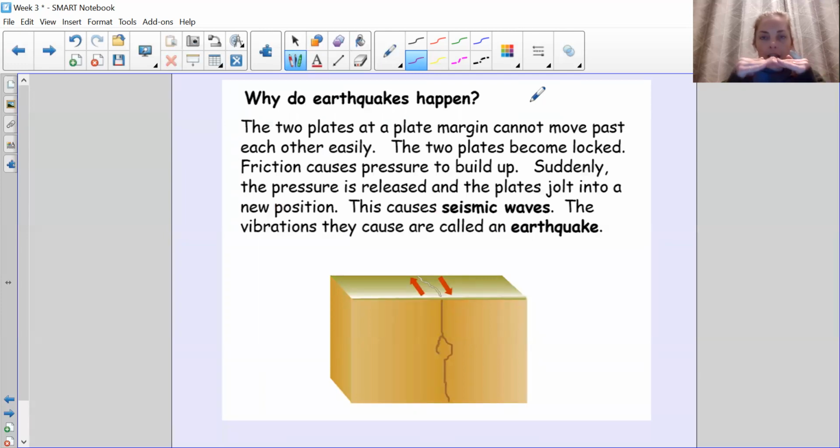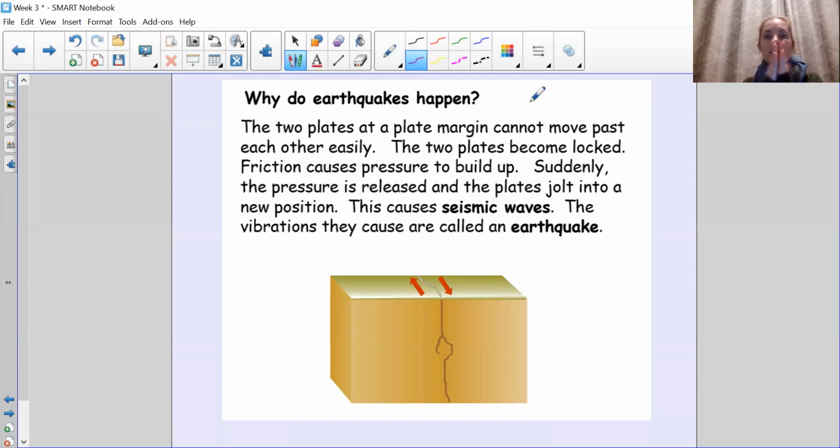When you push your two fingers together, you can feel that there's pressure between your fingers. And suddenly this pressure has to be released. And so what happens is the plates have to shift suddenly, okay? They'll suddenly shift into a new position. And this is what we call seismic waves, and these vibrations are called an earthquake taking place.